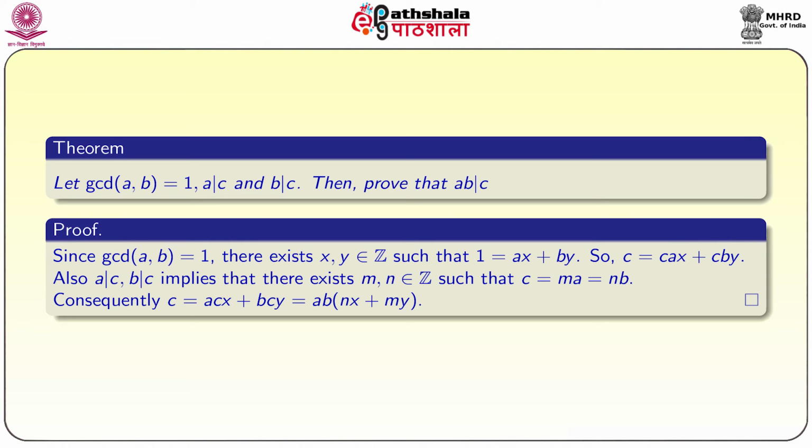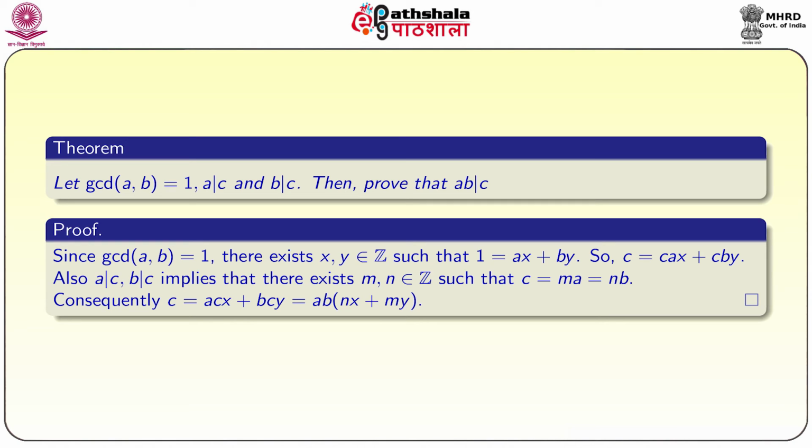If you multiply both sides by c, then c is equal to cax plus cby. So what do we actually have to show? Whenever you are proving a result, go back to the statement of what we have to show. Here we have to show ab divides c, that means we have to write c equal to ab into some integer. For that we have to utilize the hypothesis. We have not yet utilized a divides c and b divides c.